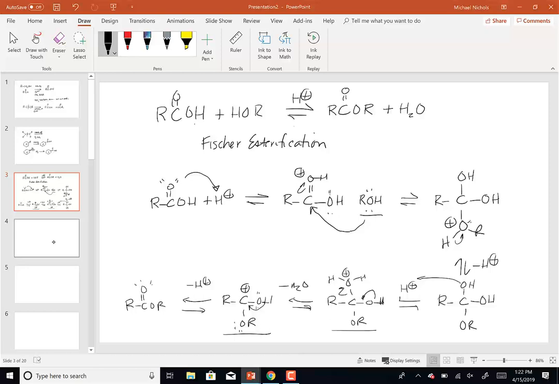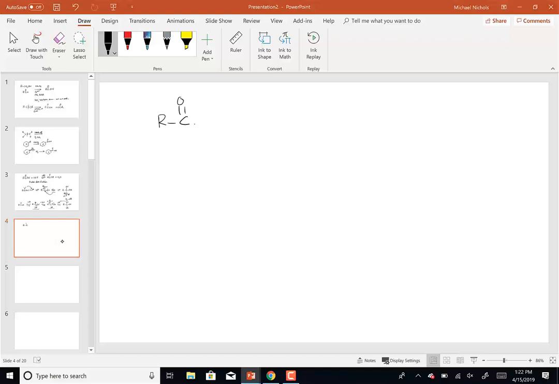Now, if I don't want an excess reagent, I could think about other ways to make esters from carboxylic acids. So let's start with this one that people used on the exam. They converted the carboxylic acid into a carboxylate, and then they added something like methyl iodide, methyl chloride, methyl bromide to it, and basically did an SN2 reaction to form a methyl ester. So that's kind of an SN2 mechanism. My question is, how do I make the carboxylate?